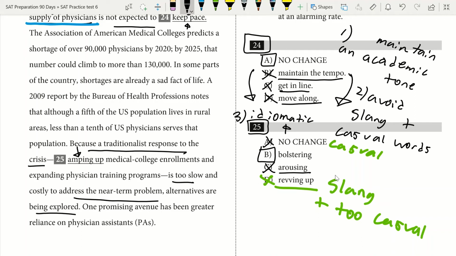We would say "because a traditional response to the crisis, bolstering medical college enrollments," bolstering in that case meaning supporting those medical college enrollments or increasing them. So our answer there would be B.